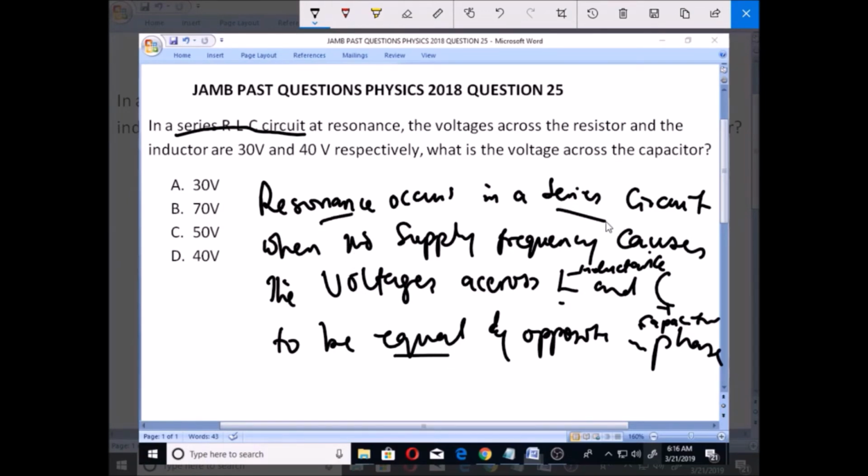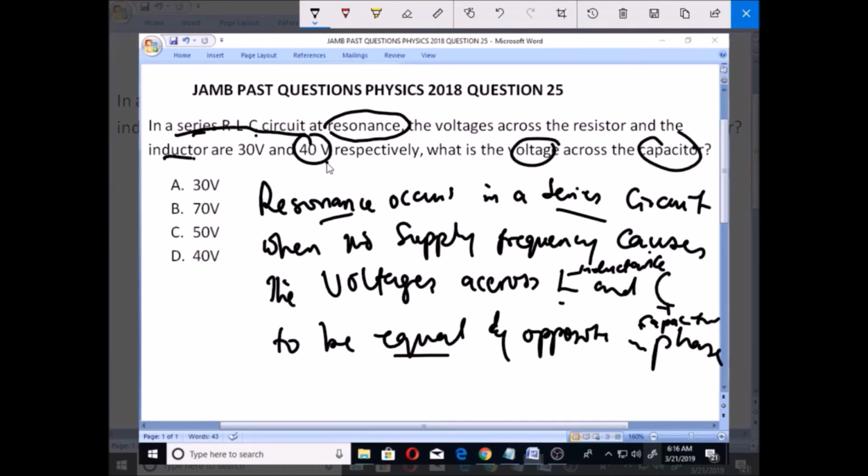That is happening in a series circuit, and this is a series RLC circuit. So for there to be resonance, since we are saying that resonance is happening, it simply means that the voltage in the inductor, here this is the inductor, the voltage here is 40, is the same as that of the voltage of the capacitor.